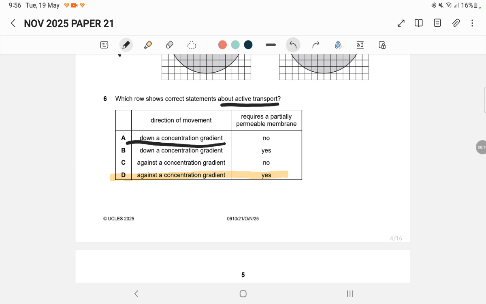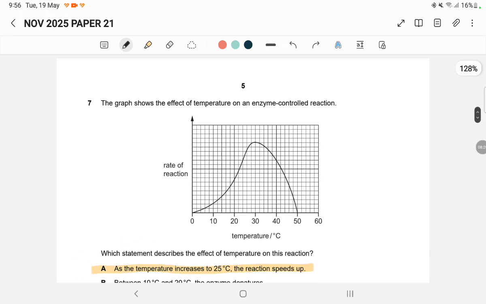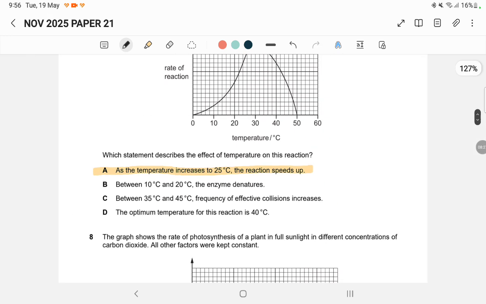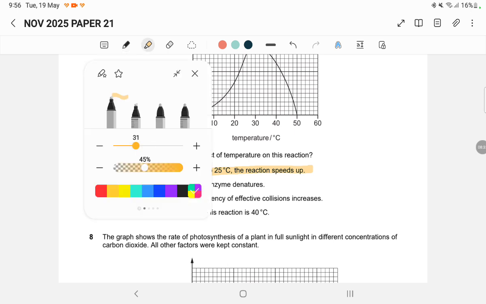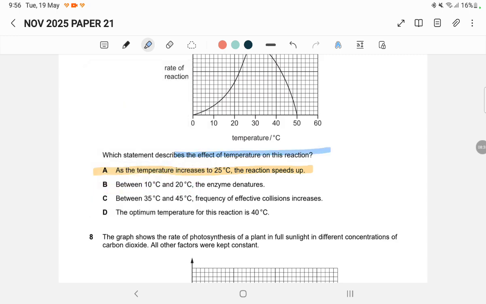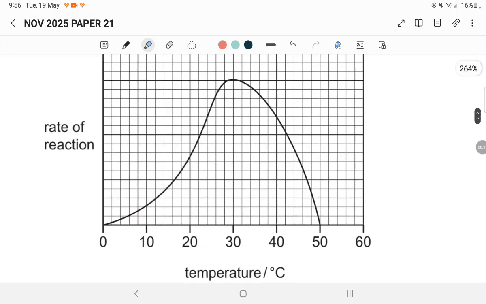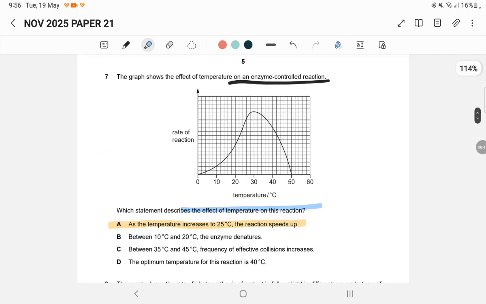So now moving on to the next question, which is question number 7. It's telling you here the graph shows the effect of temperature on an enzyme controlled reaction, and this is repeated a lot. It is repeated a lot in May, June 2025. Which statement describes the effects of temperature on this reaction? So in this reaction, as the temperature increases to 25, which I can see in this part, the reaction speeds up.